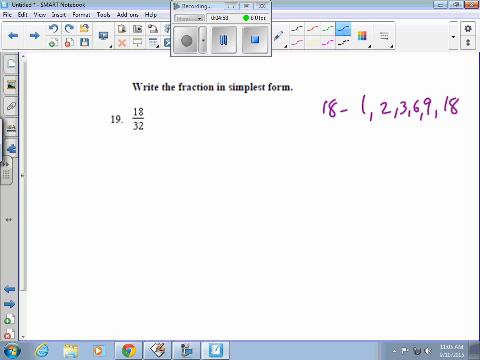Well, we know 18 doesn't multiply by anything give you 32 because 18 twice is 36. 9 doesn't because 9 times 4 is 36. It's not close to 32. 6 doesn't multiply by anything because 6 times 5 is 30. And we know 3 times 10 is 30. That doesn't work either. So the biggest number we can use is the number 2. 2 times 9 is 18, and 2 times 16 is 32. There's your fraction.